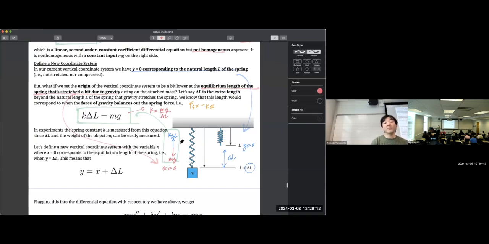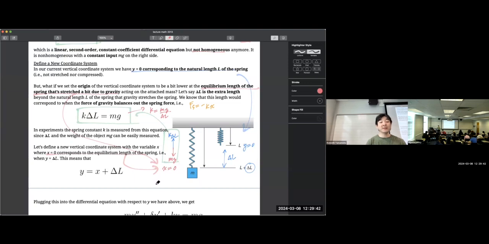So now we know how much it must have stretched due to gravity, and let's now define a new coordinate system X. Like I said right here, we're going to have y equal to 0 here. Let's define a new coordinate system using X, where X equal to 0 corresponds to the equilibrium length of the spring. Let me just use red. So I'm defining a new coordinate system, and this is now our 0 position.